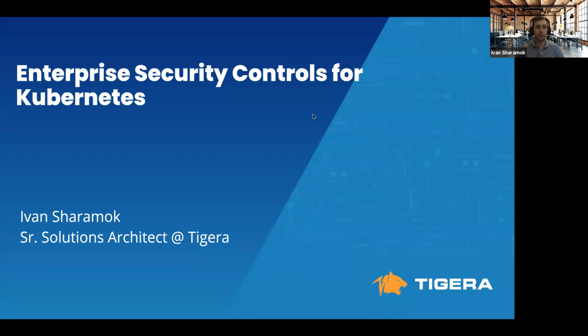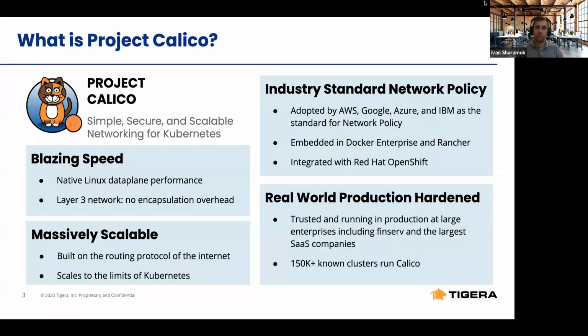In this session, I'm going to talk about enterprise security controls for Kubernetes, leveraging native Kubernetes capabilities as well as capabilities offered in Calico. To set the stage, I'll briefly describe what Calico is. Project Calico is a simple, secure, and scalable networking solution for Kubernetes.